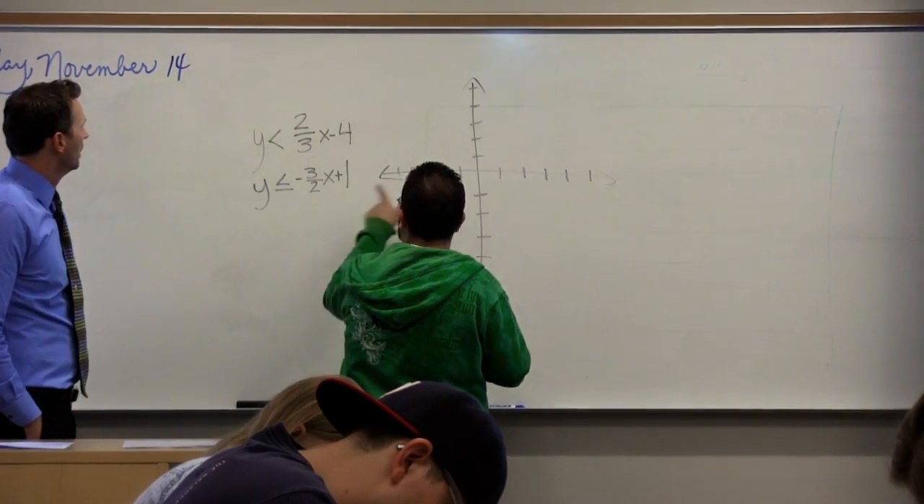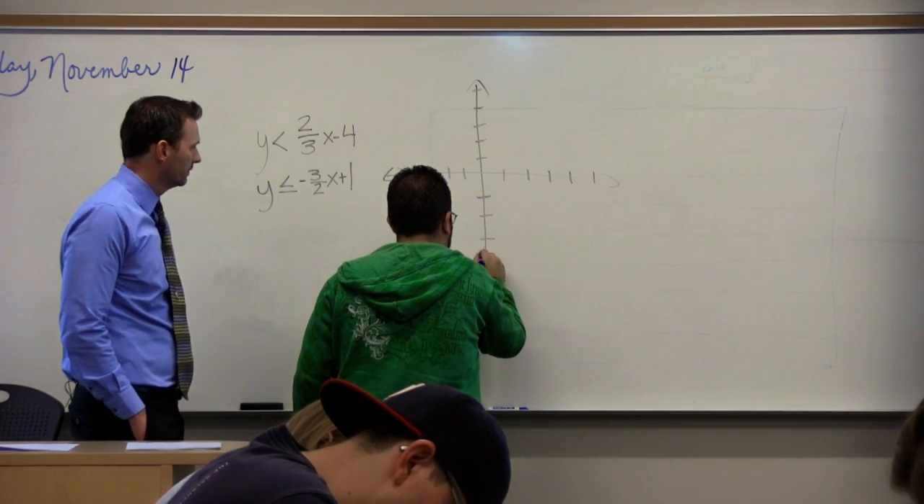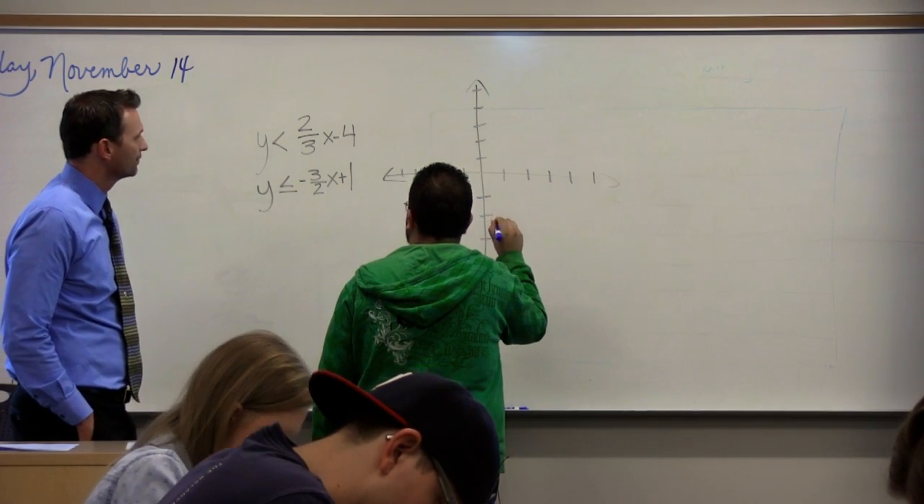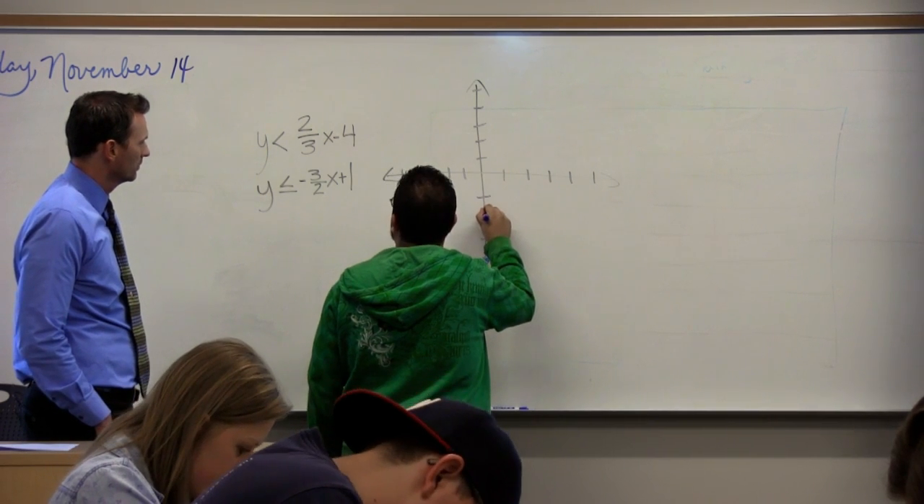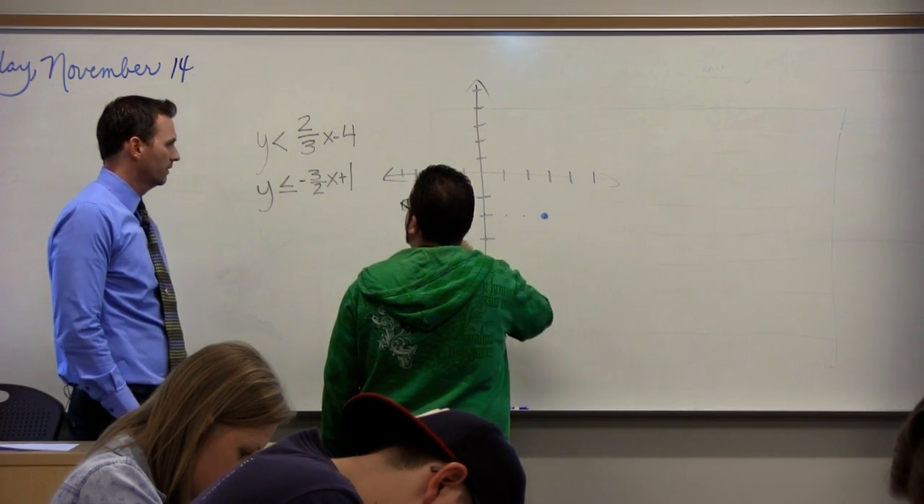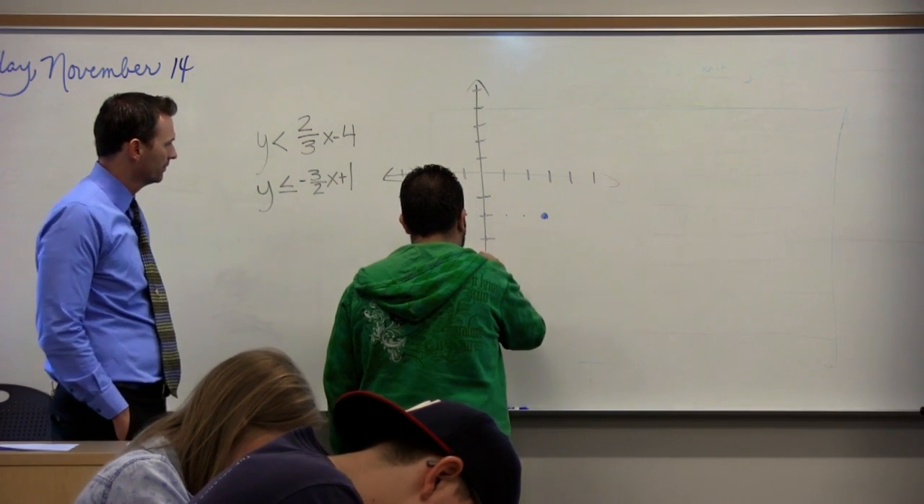Okay, so we're going to start on the y-axis. Down 4. Good. We have 4 in here, and then we're going to go up 2 and to the right 3. 1, 2, and then 1 right here. Dash to solid. It's going to be dash. Okay. So we're going to graph it like this.